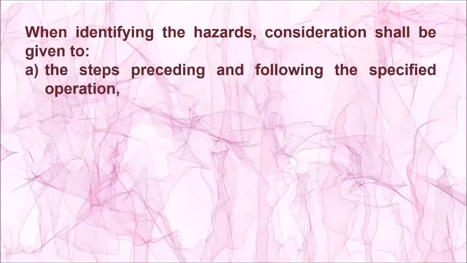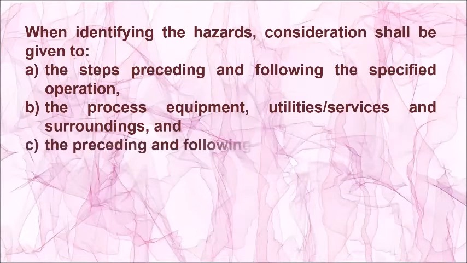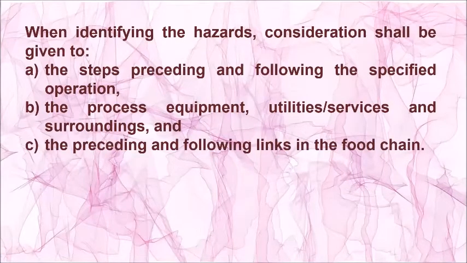When identifying these hazards, it is very simple to consider a few points. The steps preceding and following the specified operation. So at that particular operational point, what are the steps before and after which could be affected? The process equipment, utility services and surroundings that are there. So what equipment is being used, and the utility services and surroundings, are they going to affect, or are they going to be a part of, or could they lead to some kind of hazard?